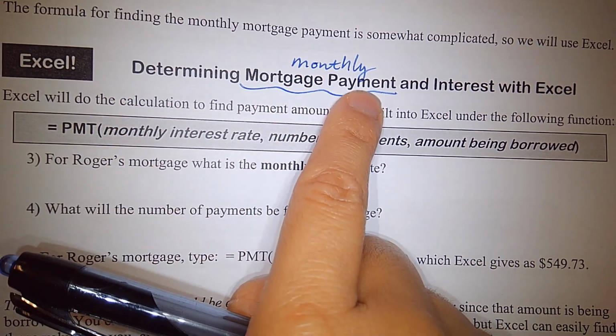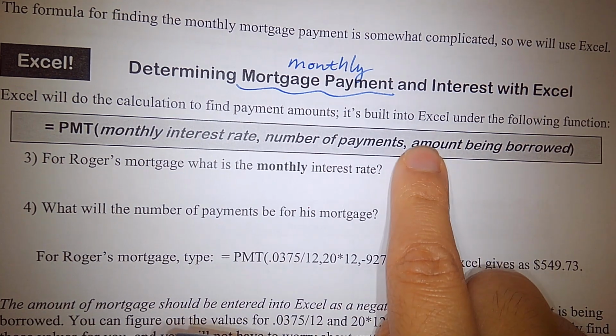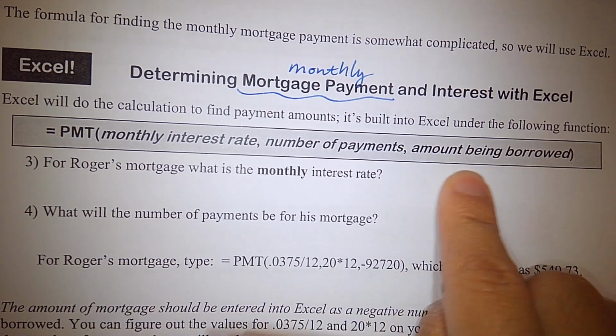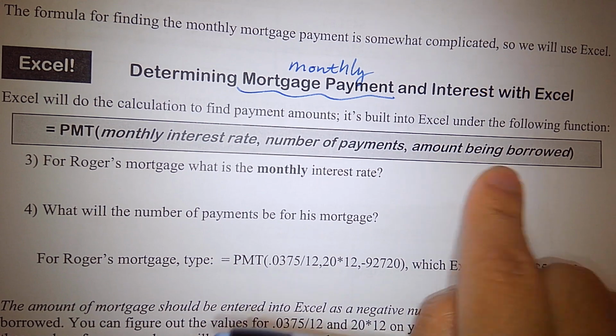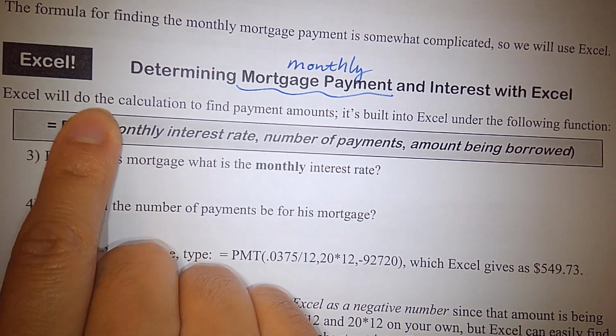This first one gives us the monthly payment, if we know the amount being borrowed. If we know the total amount of the mortgage in the first place, then this function helps us compute how much we should pay each month.